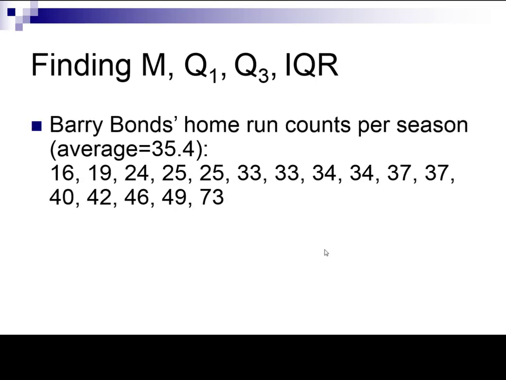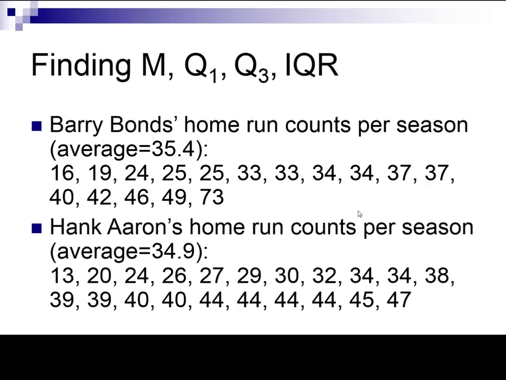Okay. I like this question. Everyone knows a little bit about baseball, right? Everybody's heard these two names, Barry Bonds and Hank Aaron. And the question is, who is the better ball player? Well, Barry Bonds had an average of 35.4 home runs per season. Hank Aaron only had 34.9. So who was the better ball player?